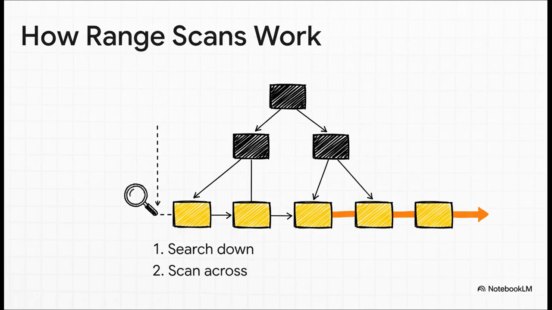So here's how it works. The database does that super fast B-tree search to find the start of the range. In our example, the person who was 25. But then, instead of having to go back up and down the tree for every single value, it just follows the linked list. It just scoots sideways from one leaf node to the next, collecting all the data it needs until it hits the end of the range. It's just one simple, fast scan right across the bottom level.